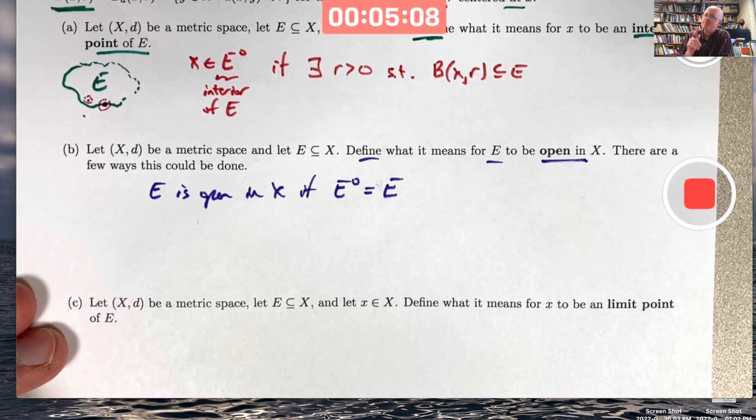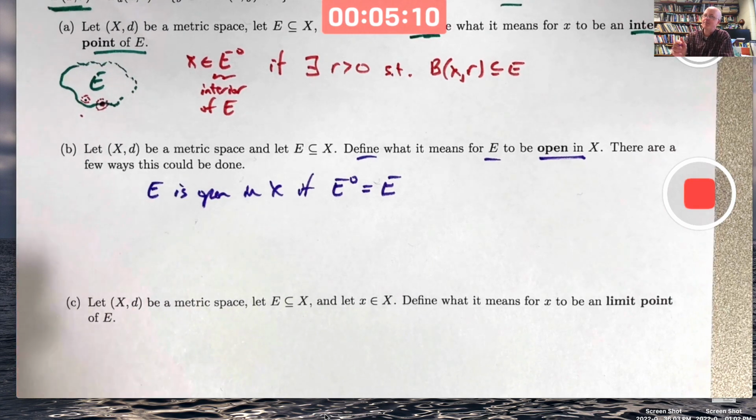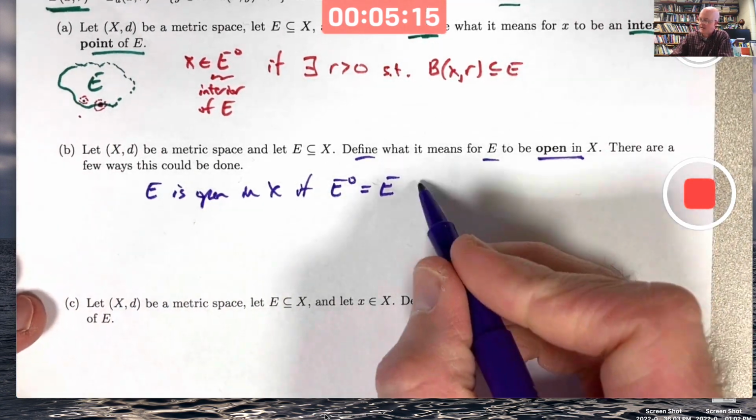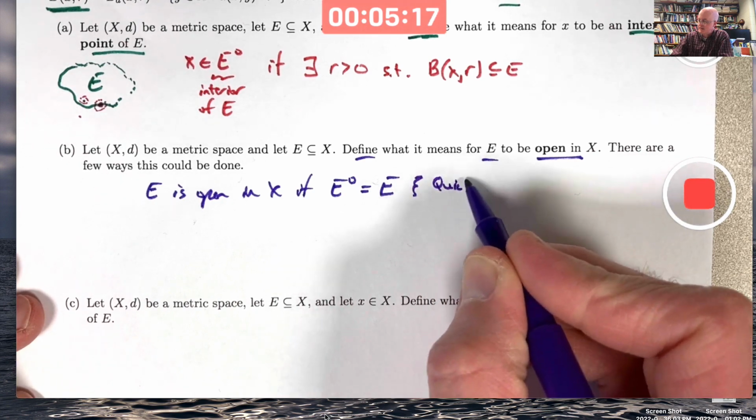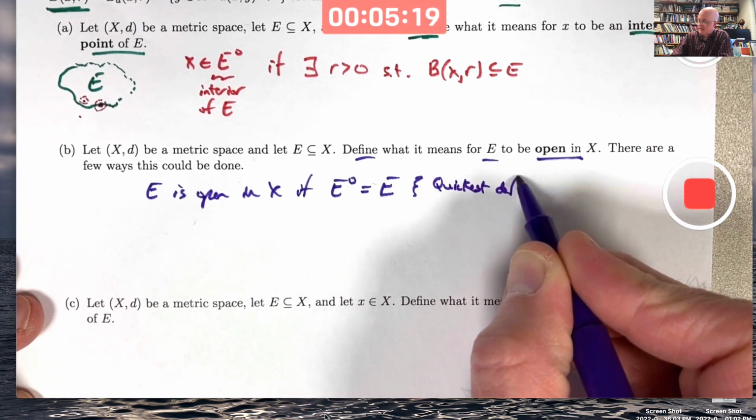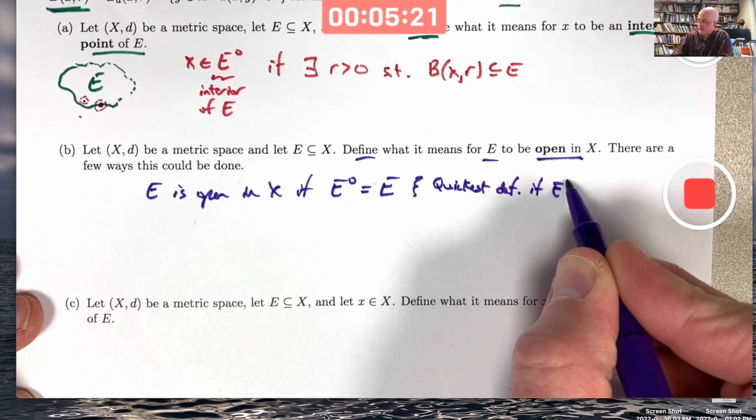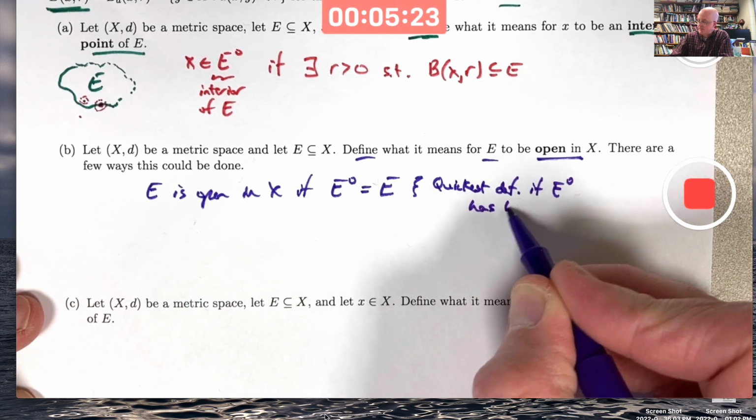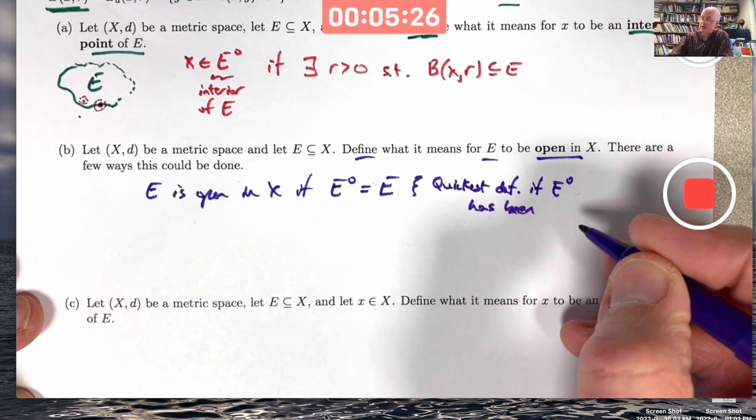But what does that really mean? And maybe we should define more precisely what that means as our official definition. This would be the quickest definition if the interior of E has been defined as the set of all interior points of E.